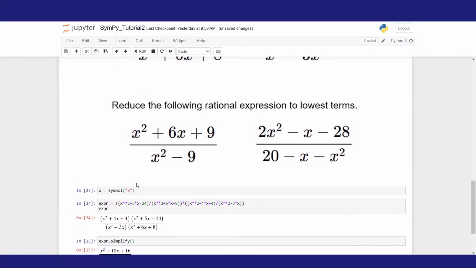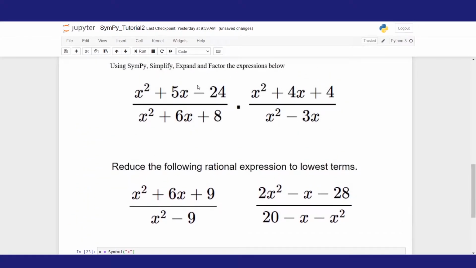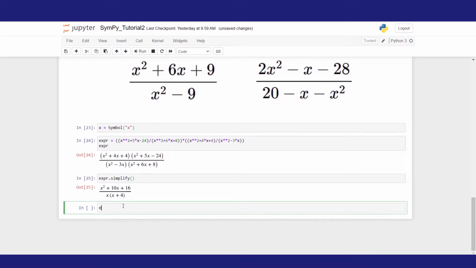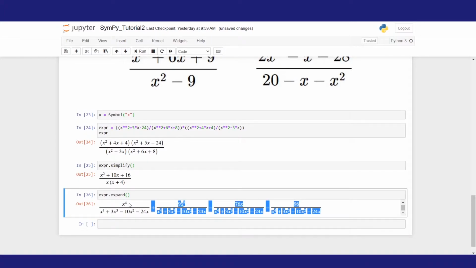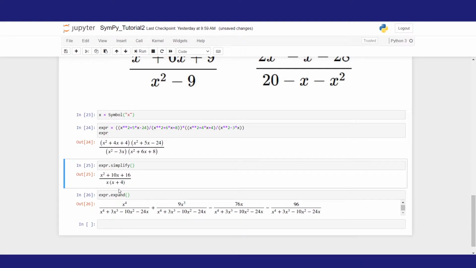And then to expand and factor, I'm going to simply say expression dot expand, and that gives me this expression. If we expand, you can see that it has been completely expanded, but we can condense all this and go back to the expression we had before. We are still playing with the same expression. We are simplifying it and we are expanding it just the way it is.